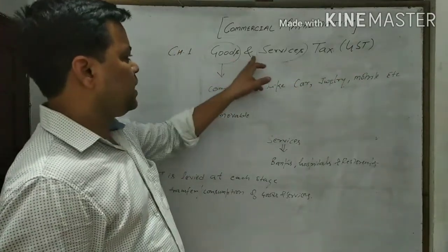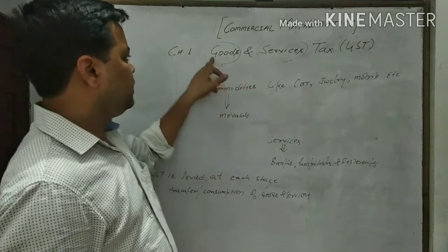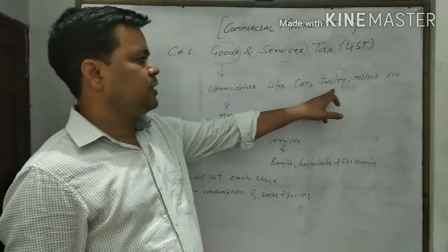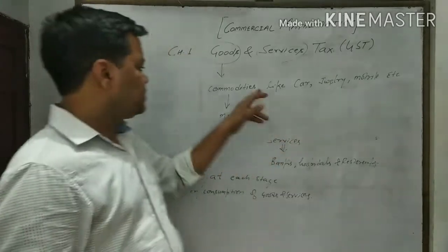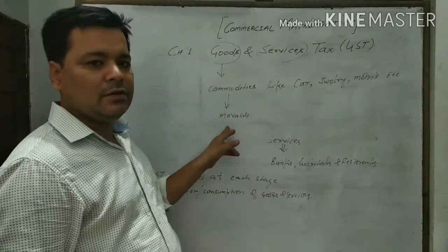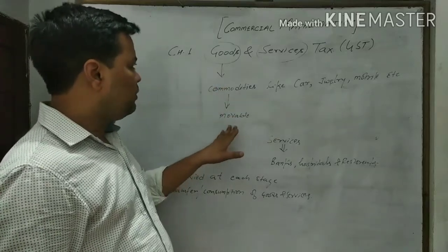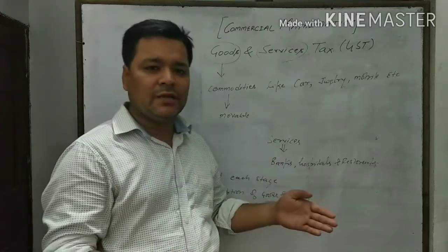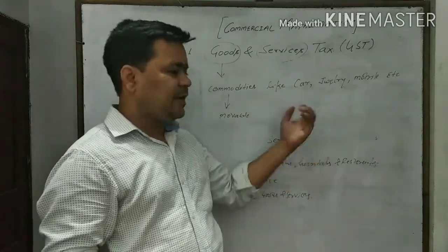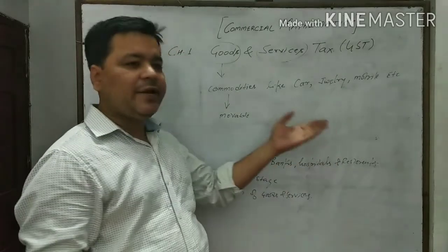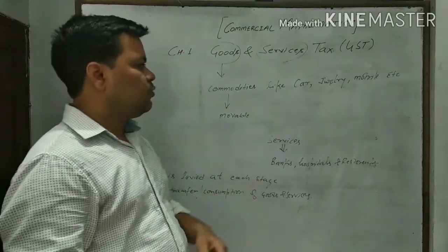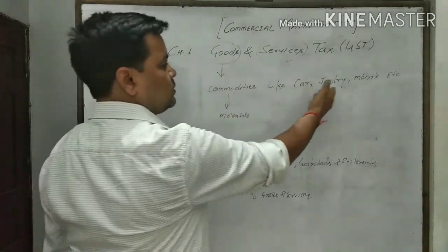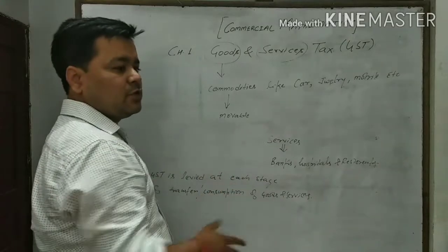GST means goods and services tax, where goods means commodities like car, jewelry, mobile, etc., that is, a commodity which is movable. The commodity which is movable is called goods. Here we pay money for that particular goods, and we take that commodity to our home. Goods means things like car, jewelry, mobile, etc., which are movable.